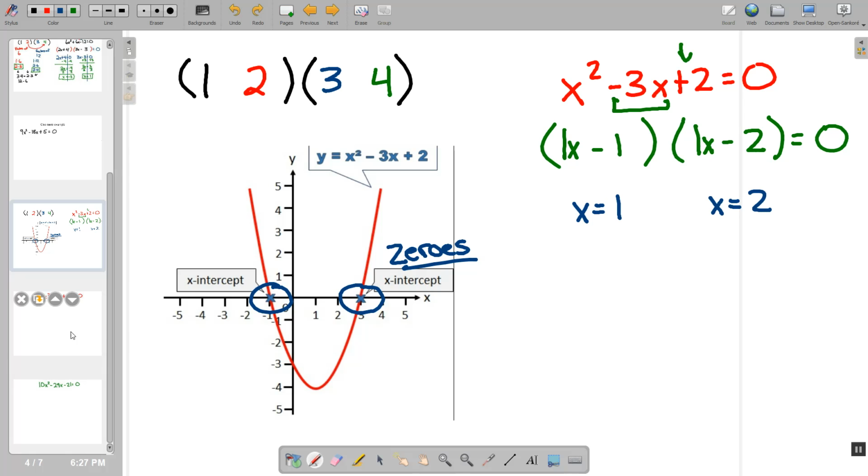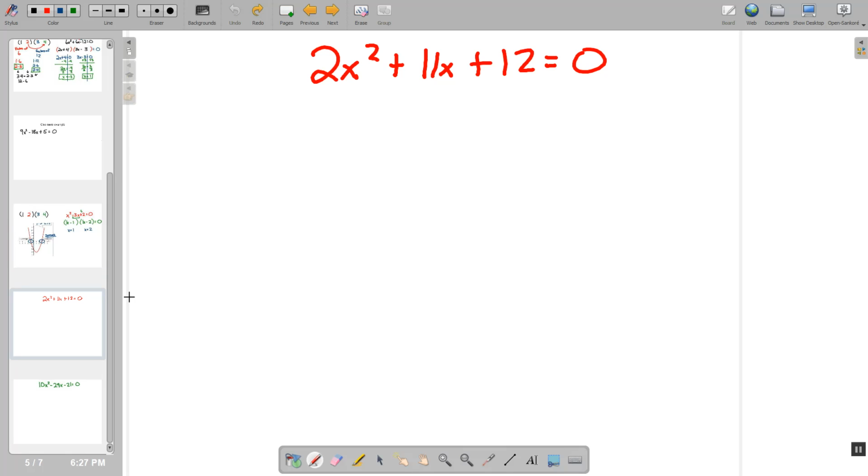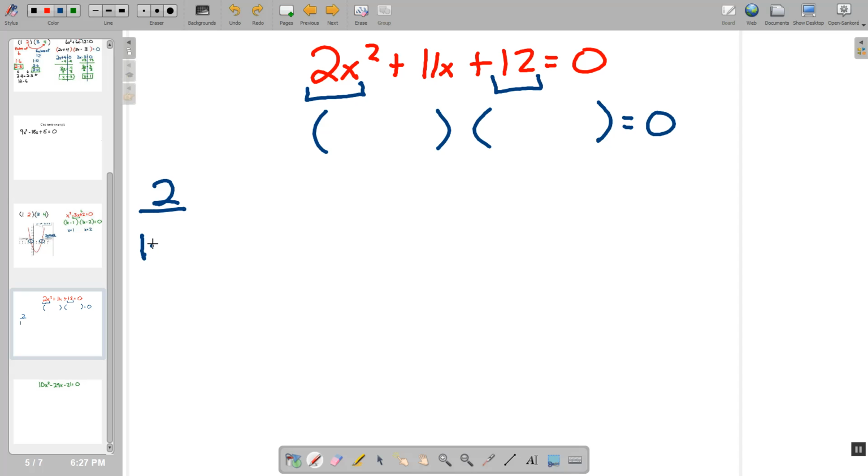Okay, so let's get into some harder examples where the a value is no longer 1. And since the a value is no longer 1, when we create our parentheses, we need to look at the factors of both this number and our final c value as well. So the factors of 2 are only 1 times 2. The factors of 12, though, are 1 times 12, 2 times 6, and 3 times 4.